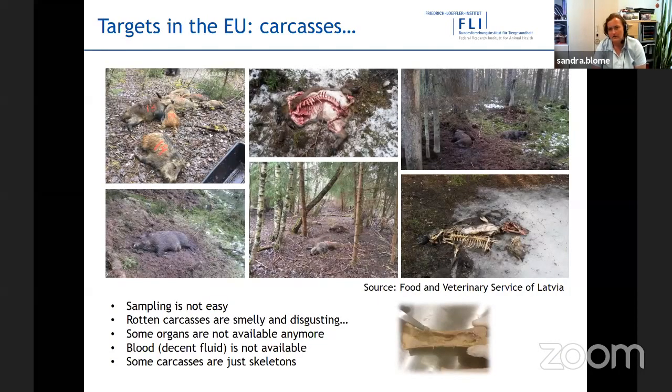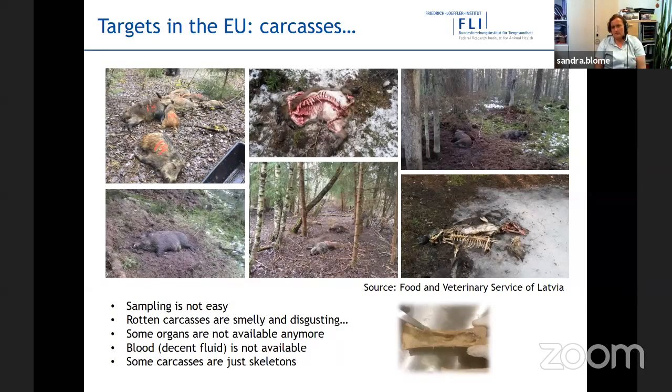In Europe, we target the wild boar carcasses, and sampling is definitely not easy. If you ask the hunters to sample them, the rotten carcasses are smelly and to a certain degree disgusting. Some organs are not available anymore. If you look at these half taken or half eaten carcasses, the spleen is no longer there. Blood or tissue fluid is not available, and some carcasses are just skeletons.